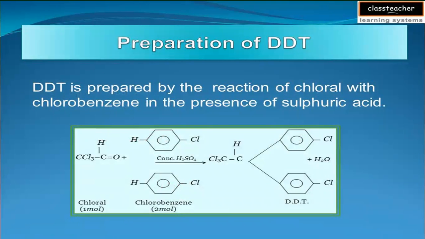Now the preparation of DDT. DDT is prepared by the reaction of chloral with chlorobenzene in presence of sulfuric acid. When 2 moles of chlorobenzene react with 1 mole of chloral, then by the removal of water, DDT is produced, which can be used as an insecticide or poison.